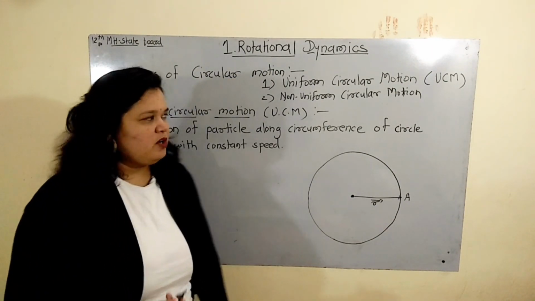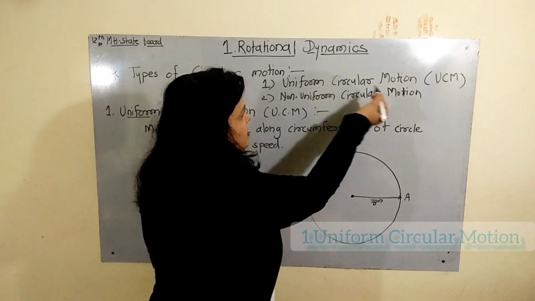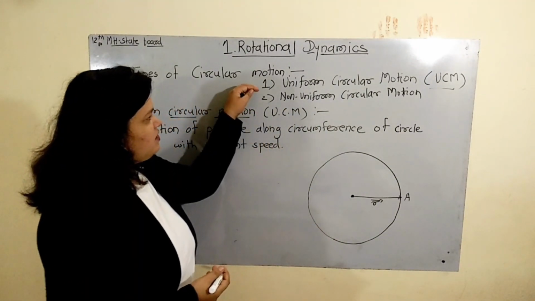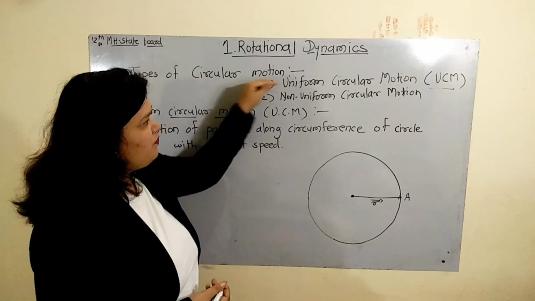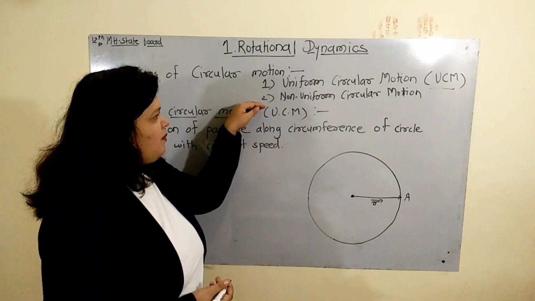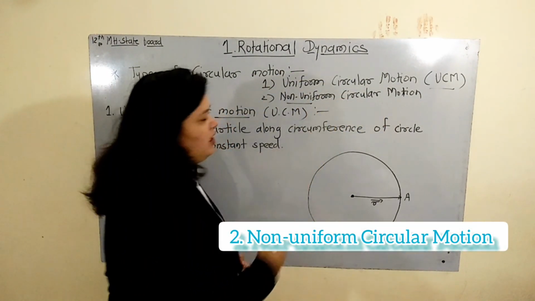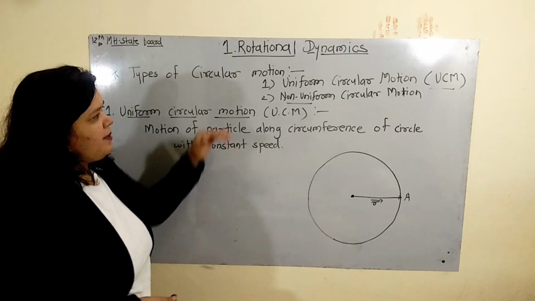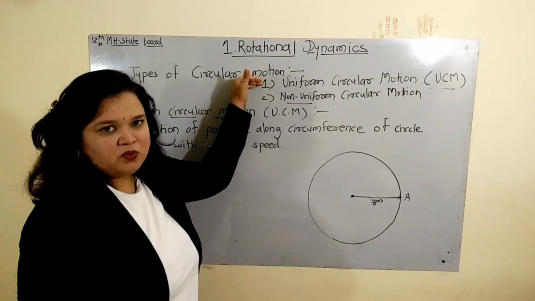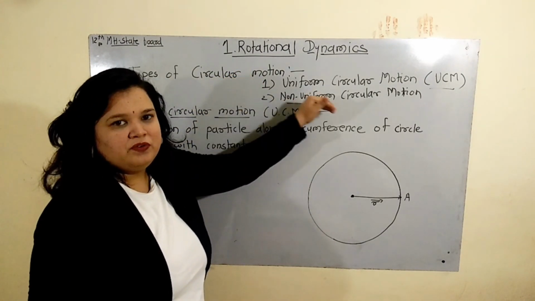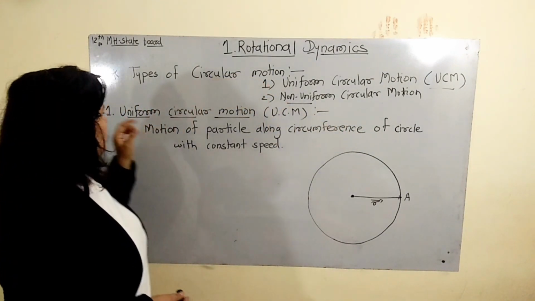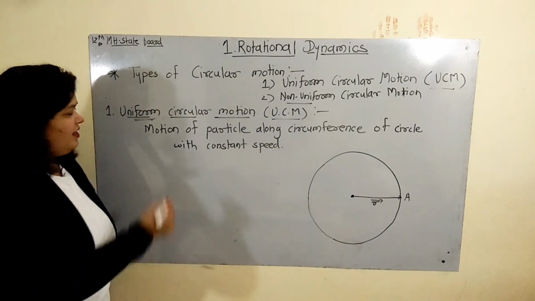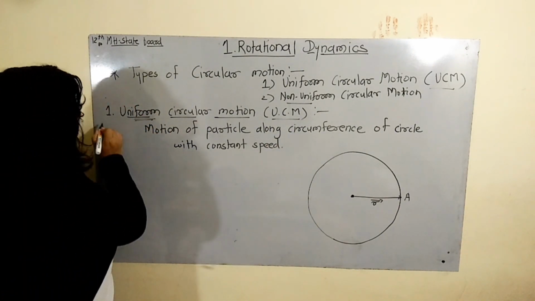There are two types of circular motion. First is uniform circular motion, also known as UCM in short form, and second is non-uniform circular motion. Circular motion is basically divided into these two types. First one is uniform circular motion, that is UCM. Here uniform means constant.